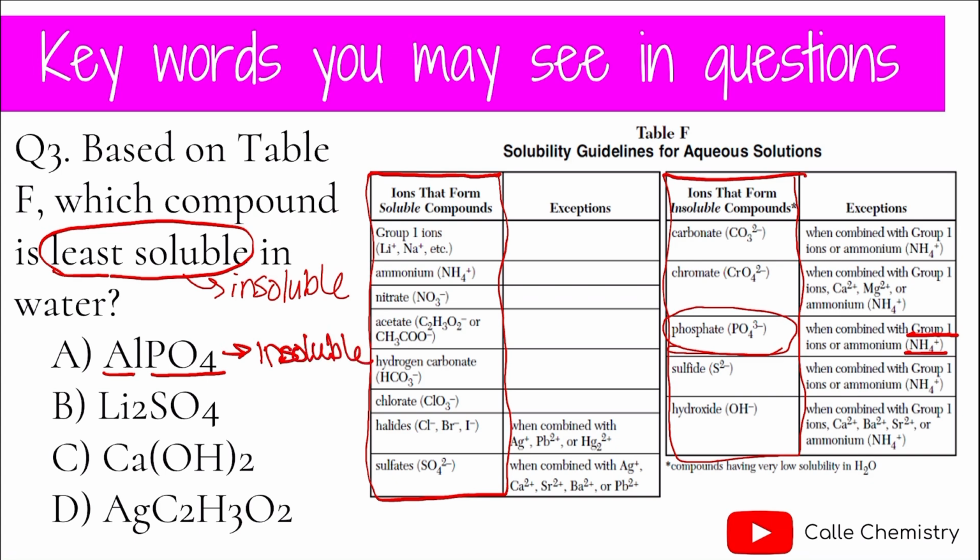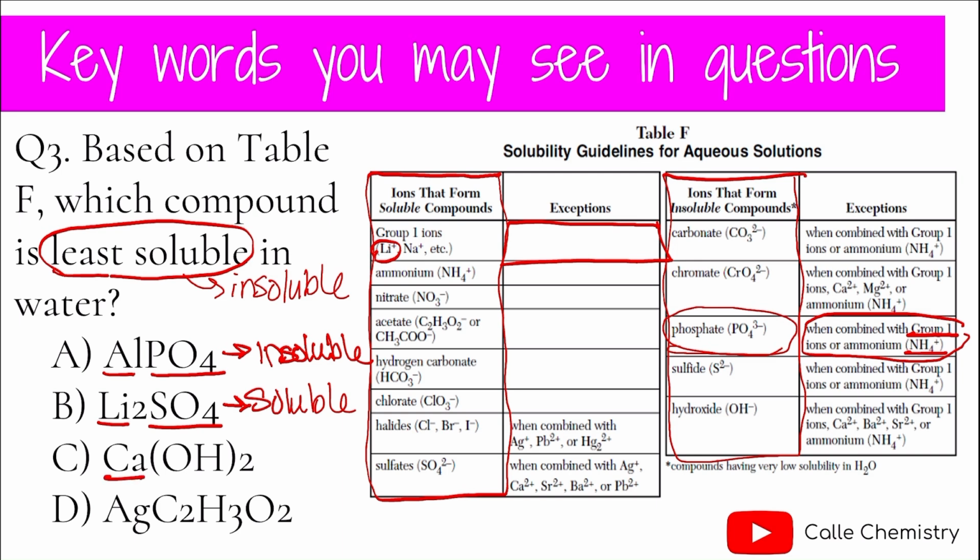In order for this to be a soluble compound, Al must have been one of the exceptions, but since it wasn't, AlPO4 or aluminum phosphate is an insoluble compound. Let's go to the next one, just to see that we only have one insoluble compound here. Li2SO4. Now, lithium, SO4 sulfate, lithium is right here. It's the first one. It's in the group 1 ions. And group 1 ions do not have any exceptions, meaning that they're always soluble. So this is soluble.